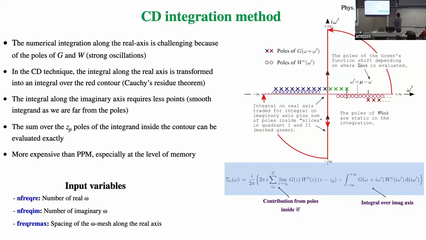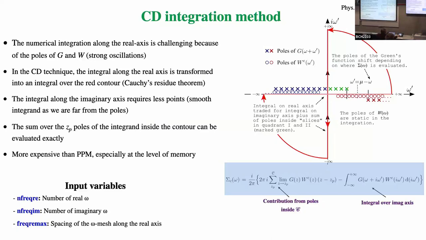So this means that you don't have to sample from zero to infinity. You can stop, I don't know, here in the calculation of the residuals. So usually this requires fewer frequencies than a brute force integration. But if the two methods are converged, then you should get the same spectral function.